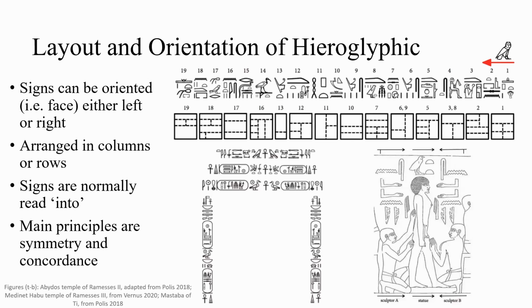Another important principle of how these quadrats themselves are arranged into longer texts is symmetry. You can see on this door lintel, it's the exact same inscription twice, but the orientation is reversed. It faces to the right here and to the left here. And it creates kind of this symmetrical composition.